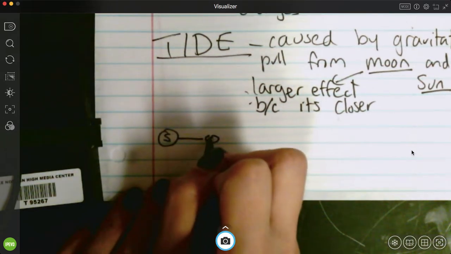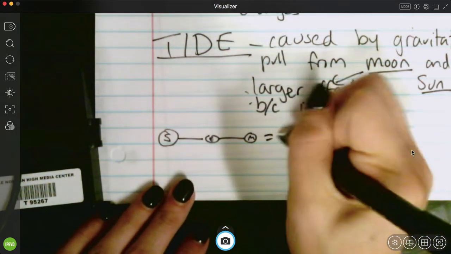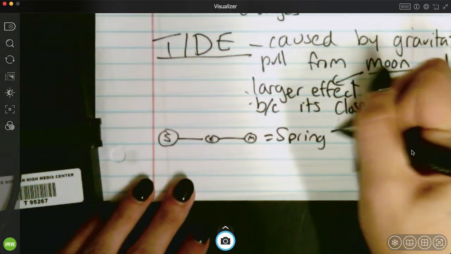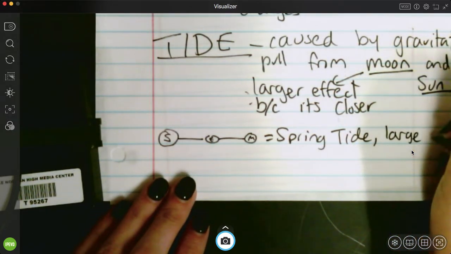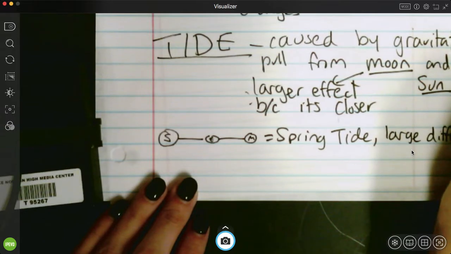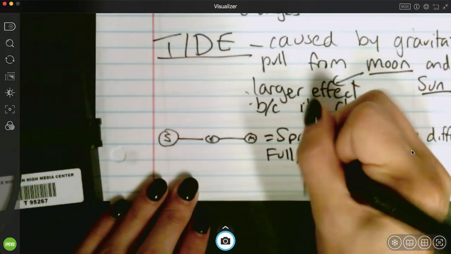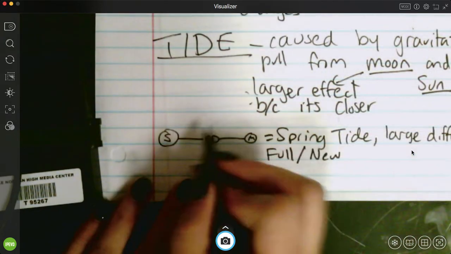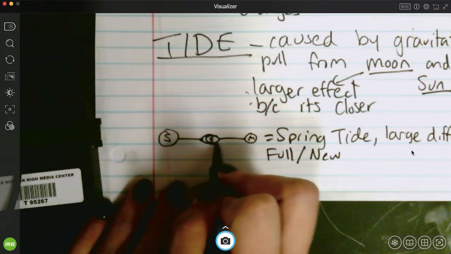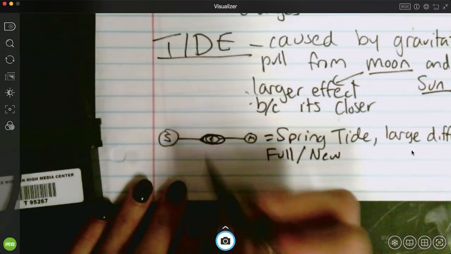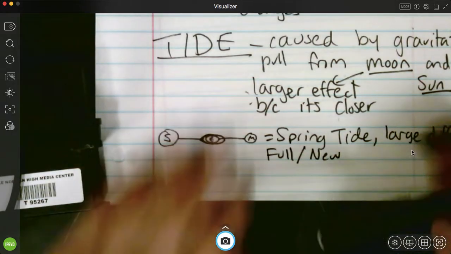So here's the sun, here's the earth, here's the moon. When they're in a straight line, that is a spring tide. So, large differences between high and low tide. This will be during a full moon or a new moon, because the moon and the sun are sort of acting like they're on the same team in tug of war. They're pulling the water the same way. So the high tides get really big and the low tides get really low.